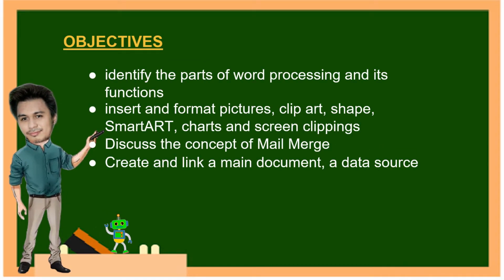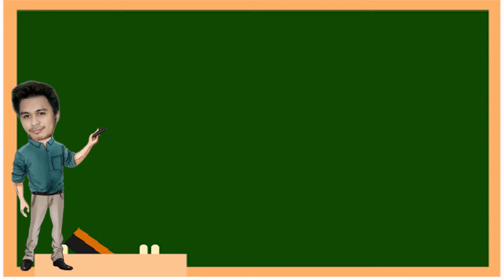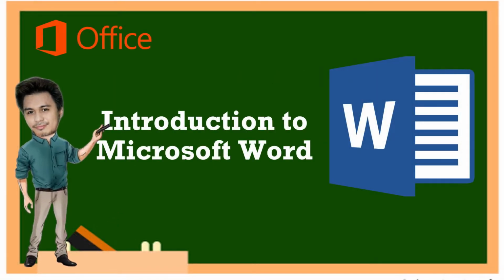Objectives for this lesson are: first, identify the parts of word processing and its functions; insert and format pictures, clip art, shape, smart art, charts, and screen clippings; discuss the concept of mail merge; create and link a main document and a data source. For productivity tools, we will be discussing Microsoft Word.